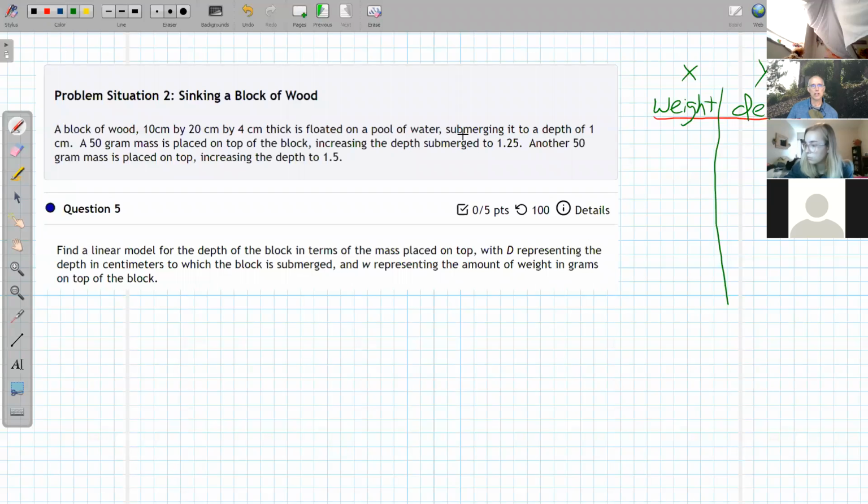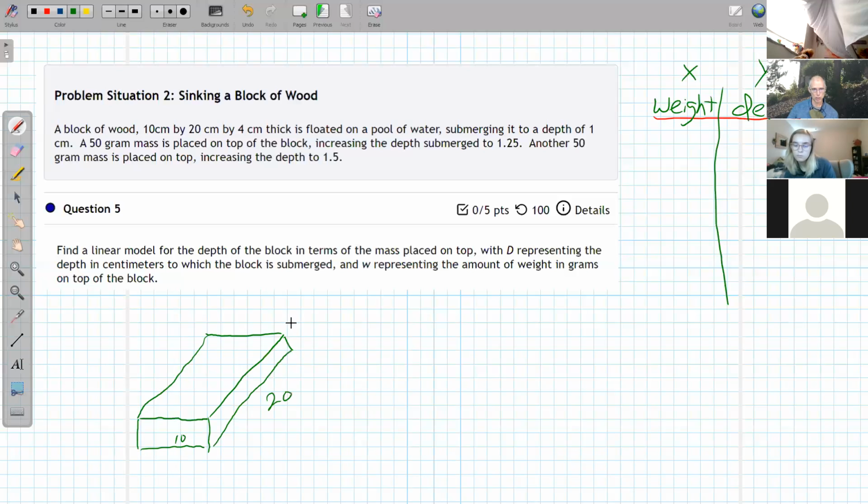And let's see, they give me, the wood is put in the water, so I have this block that's 10, let's say that's 10 right there by 20, so maybe 20 is like that big. So here's like the top of my block of wood. And then it's 4 centimeters thick. So that would probably be around this thick, maybe. So here's my block of wood. That's 10 by 20 by 4. Each of those is centimeters.